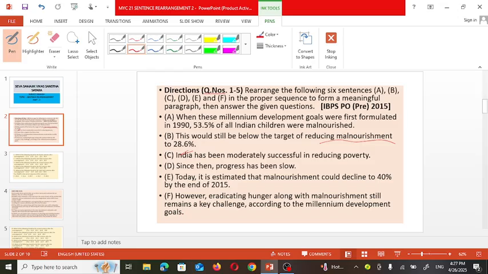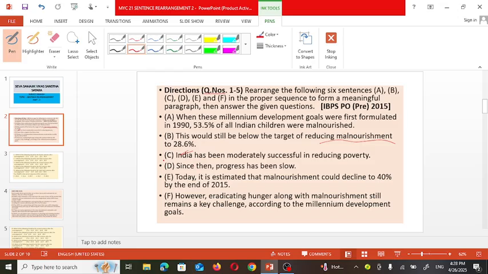Maybe you know about the Millennium Development Goals, which were set in 2000 so that there can be development in the standard of living of the people. Now, after observing all these sentences, you are able to understand that they are about malnutrition, the problem faced in India. Now, which can be the first sentence?